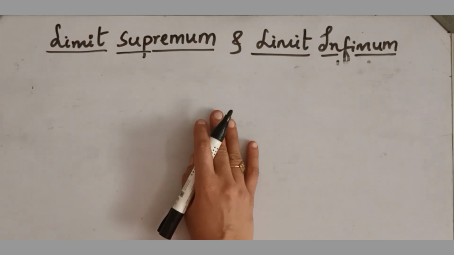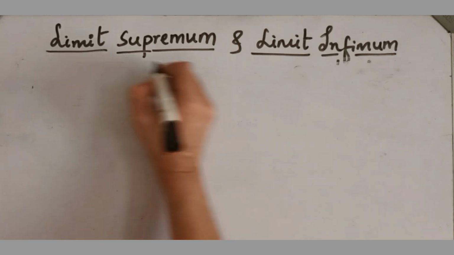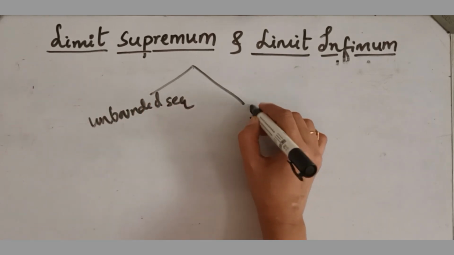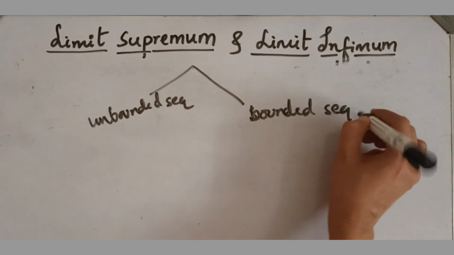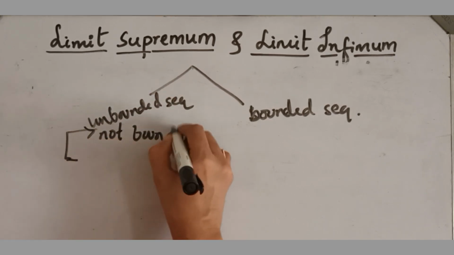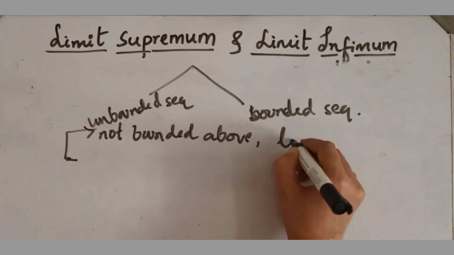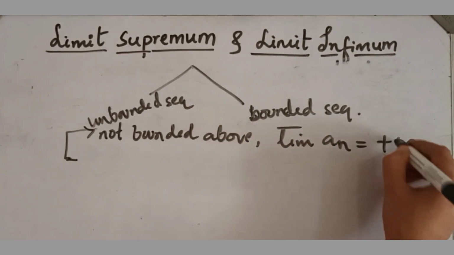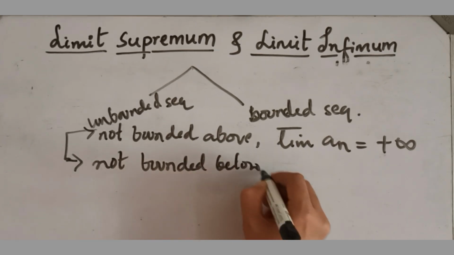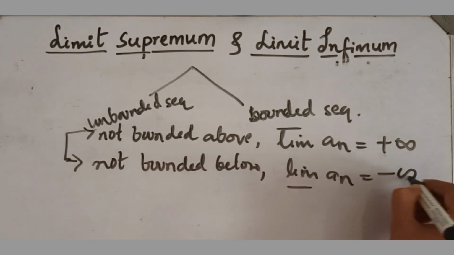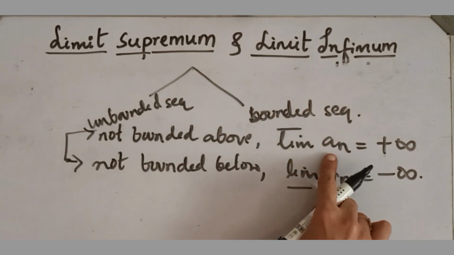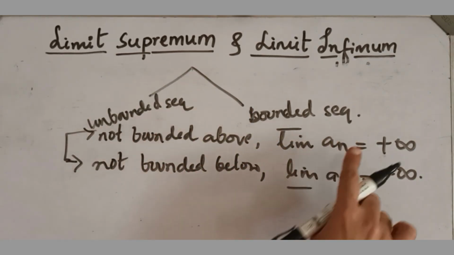Now, how to find limit superior and limit inferior of a given sequence? There are two cases. The first case is unbounded sequences and the second case is bounded sequences. In the first case, unbounded sequences, if the given sequence is not bounded above, then in that case the limit supremum of that sequence equals plus infinity. If the given sequence is not bounded below, then in that case the limit infimum of that sequence is equal to minus infinity. Therefore, first you need to check whether the given sequence is bounded above when you are finding the limit supremum. You have to check whether it is bounded below when you are finding the limit infimum.